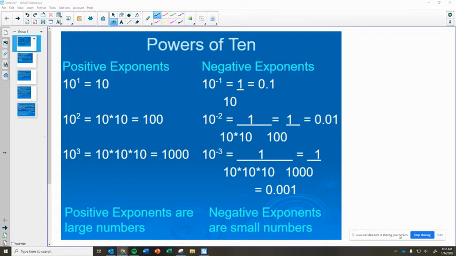So as a review, 10 to the 1 is just 10. But 10 to the 2 would be 10 times 10. 10 to the 3 would be 10 times 10 times 10. When we talk about negative exponents, 10 to the negative 1 is 1 divided by 10. 10 to the negative 2 is 1 divided by 10 times 10. So when we're trying to describe really, really large numbers, we're going to use positive exponents. When we're trying to describe really, really small numbers, we're going to use negative exponents.